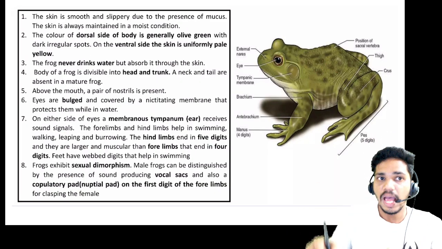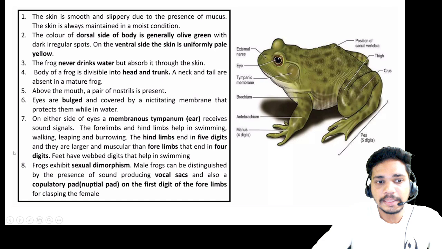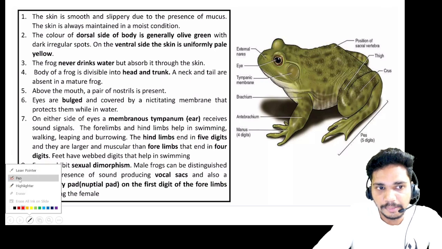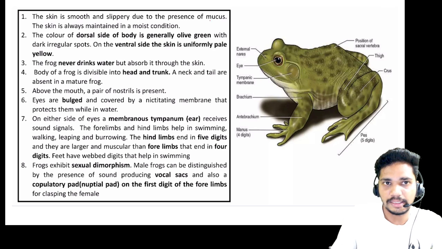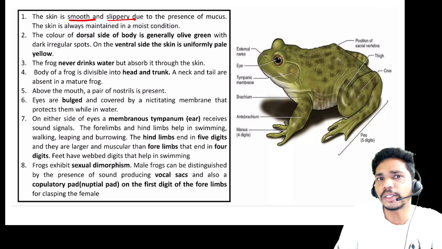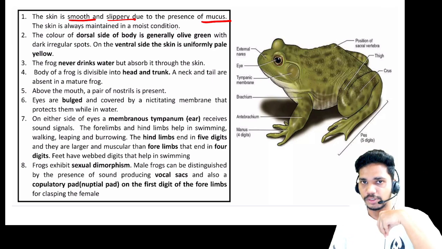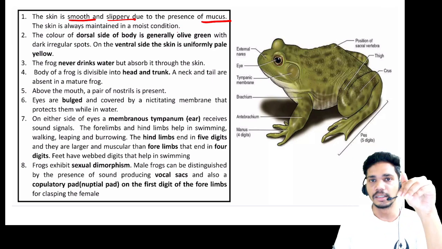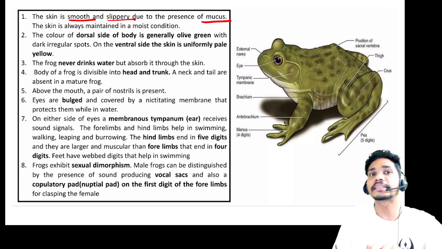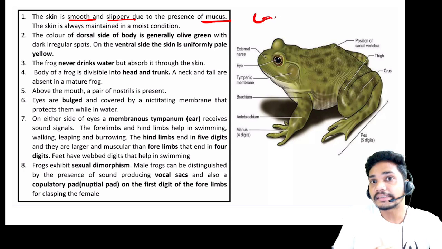Let's go further. The skin of the frog is smooth and slippery. अगर गलती से हमने कभी frog को पकड़ा, तो उसकी skin smooth और slippery रहेगी. क्यों slippery रहेगी? Due to the presence of mucus. In case of earthworm, there is also mucus secretion, right? And that is for locomotion. Here, the skin itself is slippery, as it can live on land as well as in water, right?